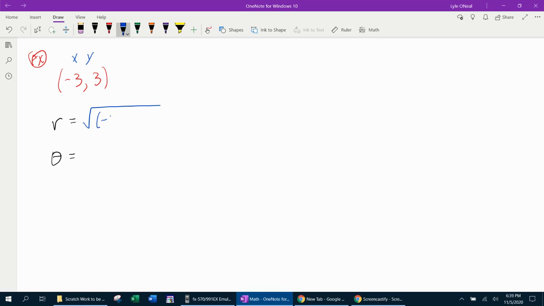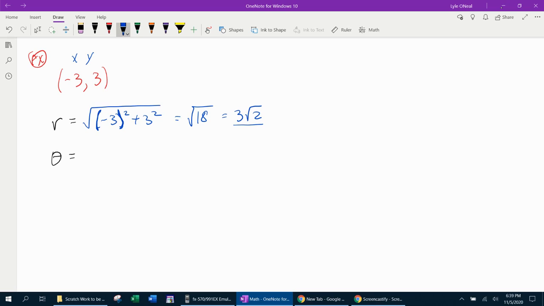For the radius, that's going to be the square root of -3 squared plus 3 squared. Remember that these parentheses are necessary. 3 squared is 9, and 9 plus 9 is 18. And the square root of 18 in simplest radical form is going to be 3 square root of 2. If you need help with that, use the calculator. More often than not, they are going to want this answer to be exact, not a decimal approximation. So let's leave that as 3 square root of 2.